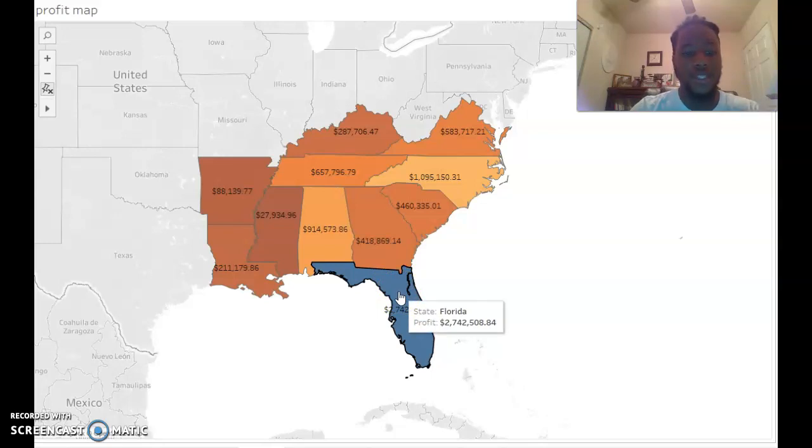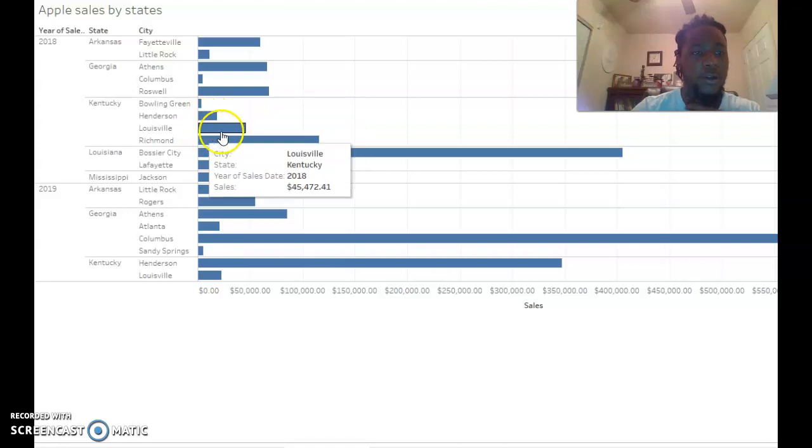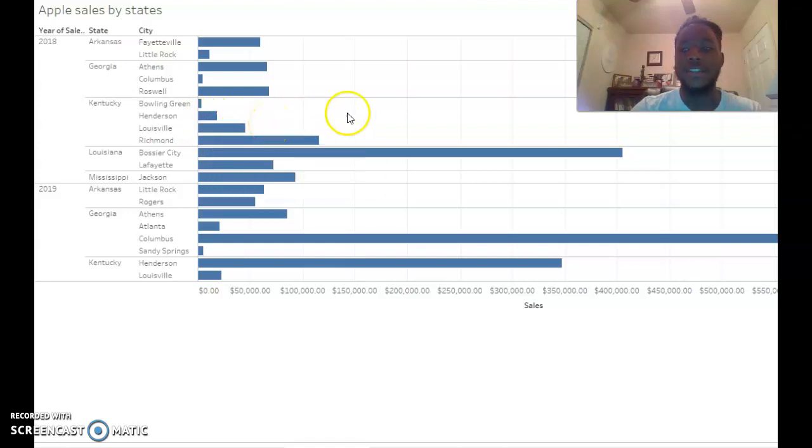So with that being said, I wanted to see how Apple sales were doing in each state. So if we break it down by state, I excluded Florida because Florida was doing well. It's the more rural areas like in Arkansas where we've got Little Rock, Fayetteville, Kentucky, Bowling Green, that are not doing very well. These are the states where Apple sales seem to be doing the least amount of sales.